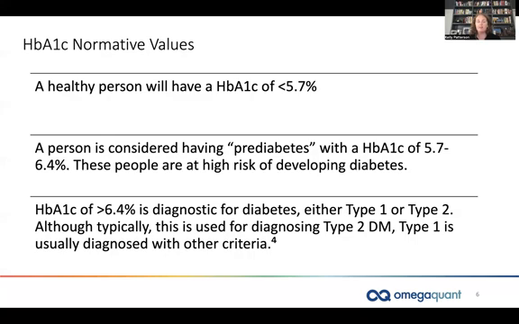A hemoglobin A1c of greater than 6.4% is diagnostic for diabetes. So you would be considered diabetic, either type 1 or type 2. Again, there's a multitude of factors involved in that. Typically A1c is used for diagnosing type 2. Type 1 is usually diagnosed with other criteria. But again, if you take our test and your A1c is that high, you really need to go speak with a physician right away. That is definitely something you want to talk to your doctor about.